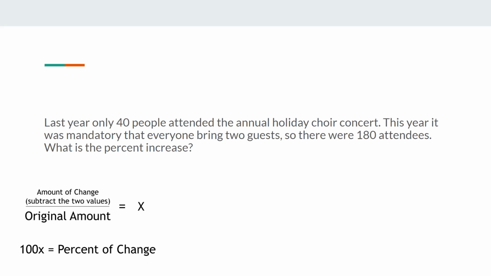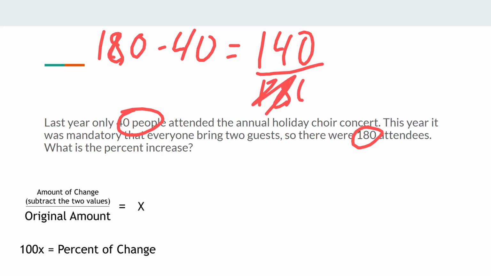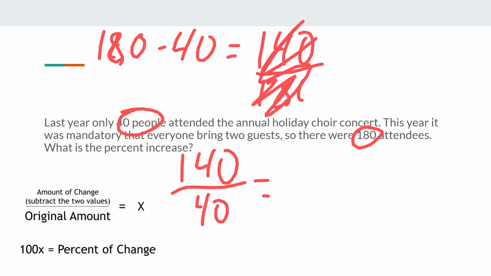All right, let's do another one. It says last year, only 40 people attended the annual holiday choir concert. This year, it was mandatory that everyone bring 2 guests, so there were 180 attendees. What is the percent increase? So do 180 minus 40. That's going to give me 140. I'm going to divide 140 by 108. Nope, whoa, I messed that up. I got to divide by the original amount. The original amount was 40. So that's where I kind of got messed up.